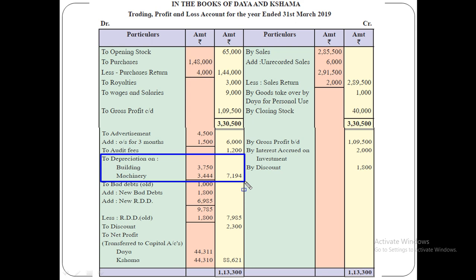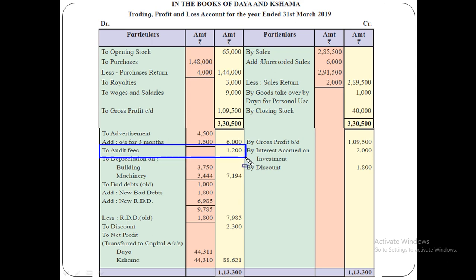Next is audit fees. Audit fees is shown in the profit and loss account as here. Next is sales return. As we discussed, sales return is an item of the debit side, but we have to write it on the credit side of the trading account. Here we have to deduct sales return from the original sales.